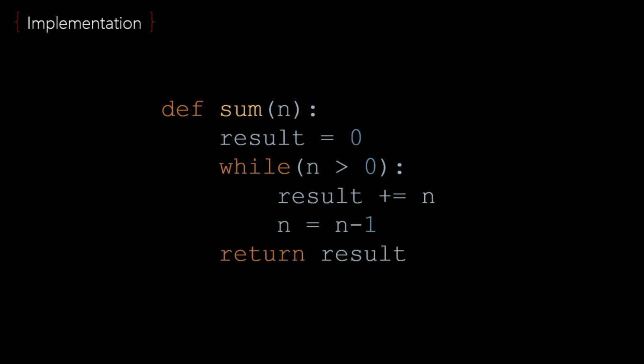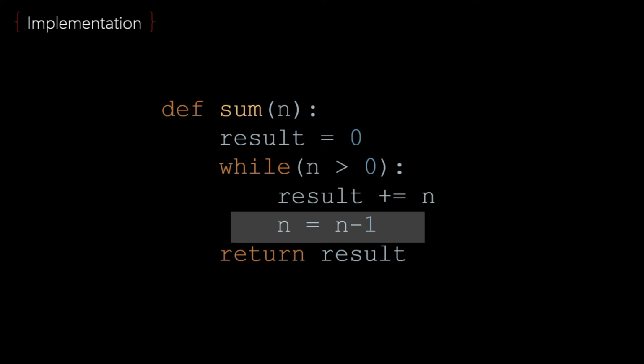Now, let's implement all we've seen in Python. First, we define a function called sum that takes n as a parameter. Then we declare a variable called result and initialize it to be 0. Let's use a while loop with the condition n is bigger than 0. And inside this loop, let's increase the variable result by n, then subtract 1 from n. When this loop reaches its end, the value of result will be returned to us.